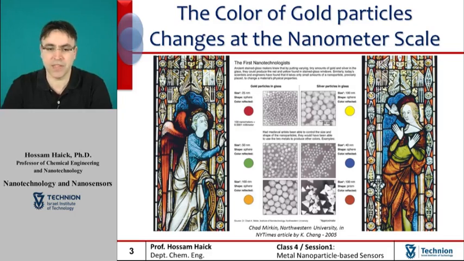Also, one can see that spherical silver nanoparticles that have 100 nanometers in diameter exhibit yellow color, and at the same time silver nanoparticles that have a similar characteristic size but a prism shape exhibit red color.